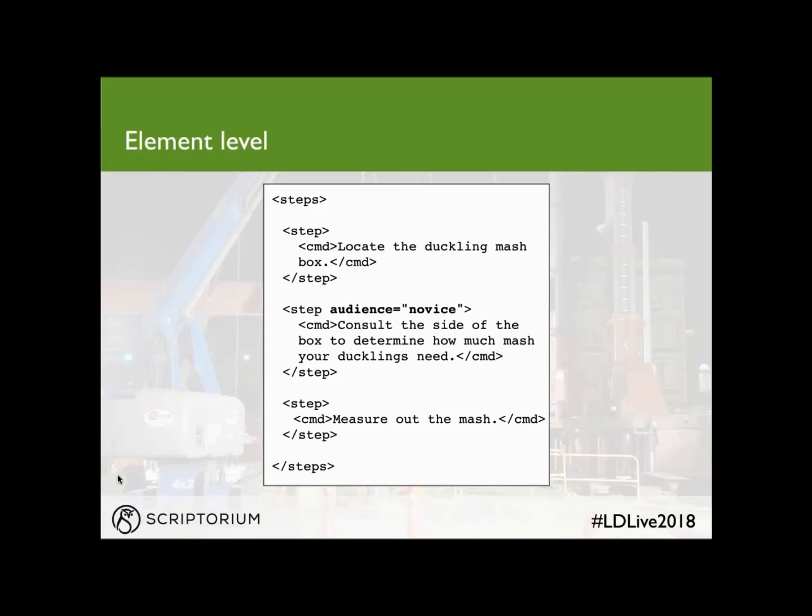So when you're generating your final output for, let's say, an expert level audience, then you can filter out all of the elements with that audience equals novice metadata applied to it. So when an expert level user gets the series of steps, that second step with the audience of novice will be omitted, so they'll never have to see it.